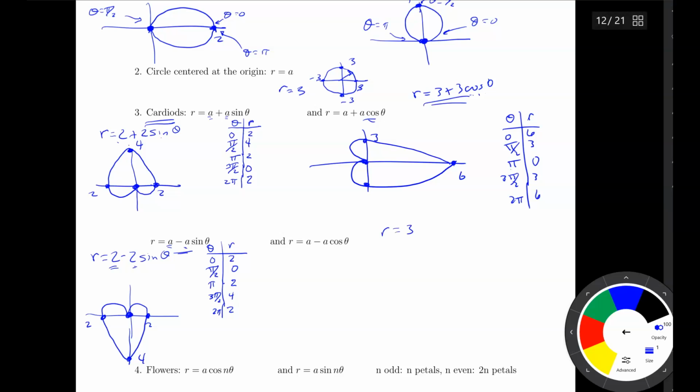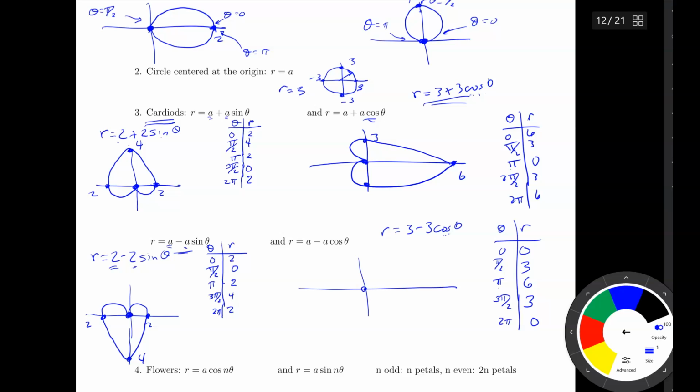So let's do 3 minus 3 cosine by choosing some angles. I'm just going to pick the same angles and quickly go through 3 pi over 2 and 2 pi. If I put in angle 0, I get 3 minus 3, so that's 0. Pi over 2 gives me 3. If I put in angle pi, this will give me 3 plus 3, so that gives me 6. 3 pi over 2 gets me to 3, and 2 pi gets me to 0 again.